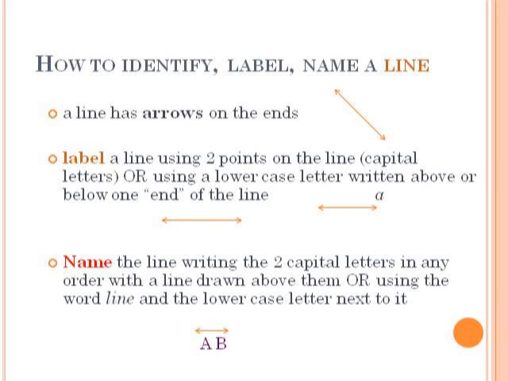Now let's move on to lines. You identify a line by not only the fact that it's straight, but because it has an arrow on each end. If it doesn't have an arrow on each end, it is not a line. We label it by using 2 points on the line with capital letters. So for example, there'd be a point there, maybe a point here, and it doesn't really matter what letters we use. We're going to use C and Z.